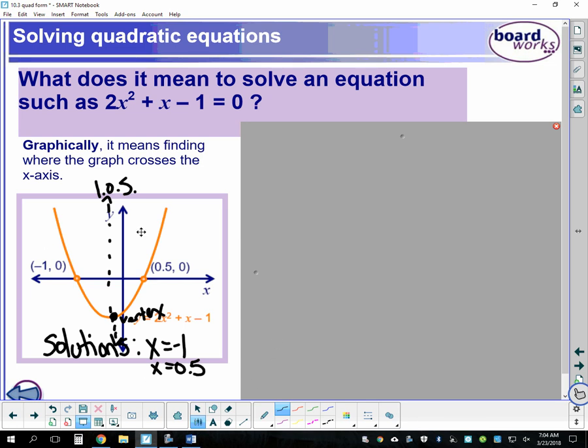Those are important parts to the graph that you need to know. So some of you guys were doing 10.1 and didn't know what the vertex was. These vocabulary terms are important. You need to know what they are.